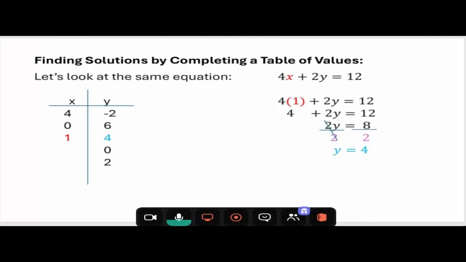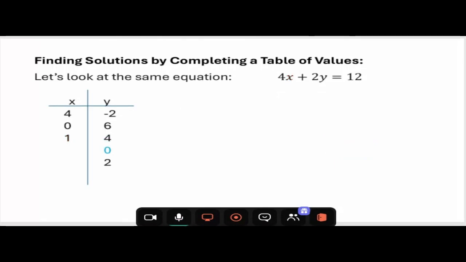So there's another point. Again, we can check. 4 times 1 is 4. Plus 2 times 4 is 8. So 4 plus 8, sure, 4 plus 8 is 12. So the point x is 1, y is 4, makes the equation true.